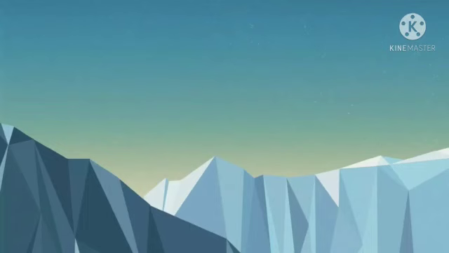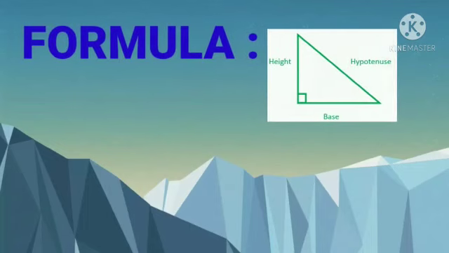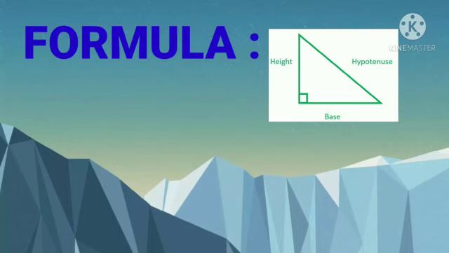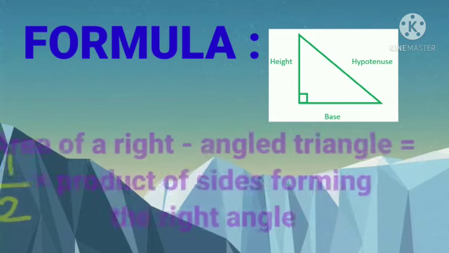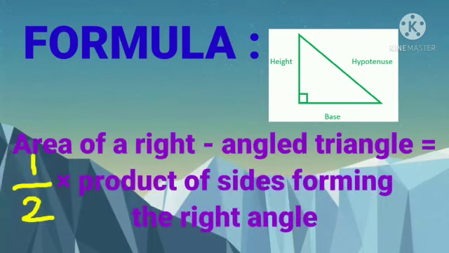Part 5. Today we will see the formula of the area of a right angle triangle. So see what is the formula for finding the area of a right angle triangle. The formula is 1 upon 2 multiplied by the product of the sides forming the right angle.